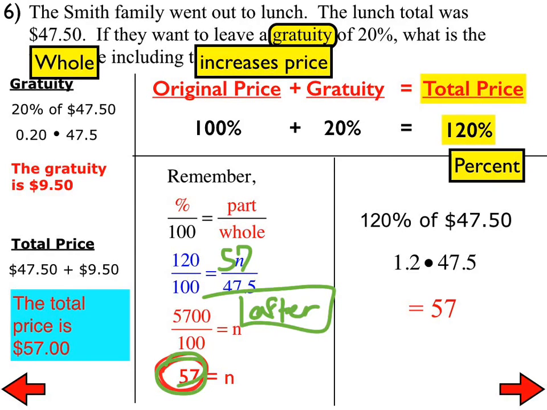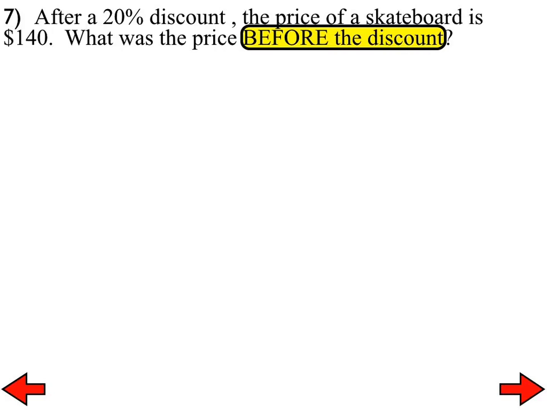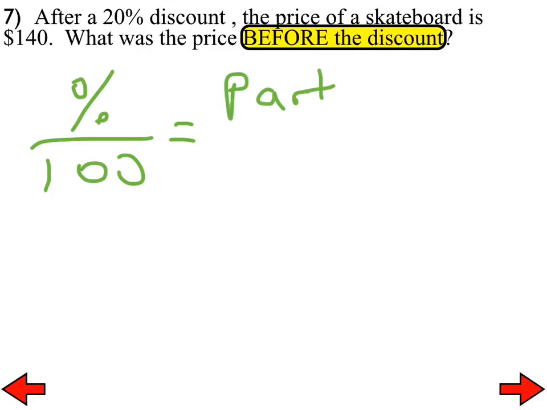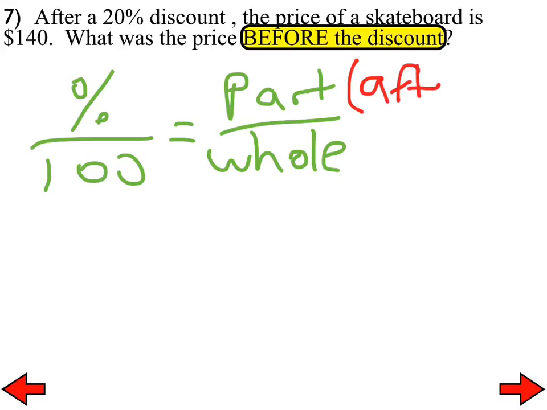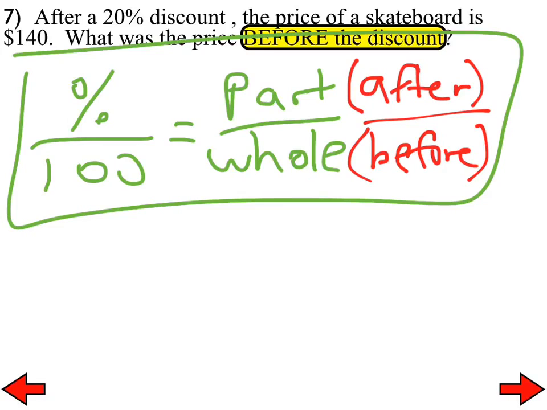So for number 7, before you start even doing that problem, I want you to write this down. So far we've had percent over 100 equals part over whole, and they've been giving us the whole and we solve for the part. Another way to think of this is that the part is the after. We've been solving for after and we've been writing the before. Please write this whole thing down.